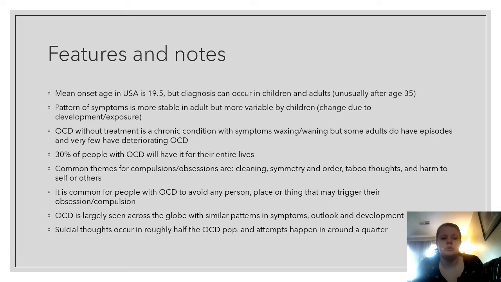Features and notes. So the mean onset age in America for being diagnosed with OCD is 19.5, but diagnosis can occur in children and adults, although it's unusual for the first one to be diagnosed after the age of 35. Patterns of symptoms are more stable in adults but more variable in children. This is due to different developmental ages and what is considered disturbing to that age group. So as children age, what they consider disturbing is going to get bigger and bigger as they're exposed to more, but adults are pretty stable.